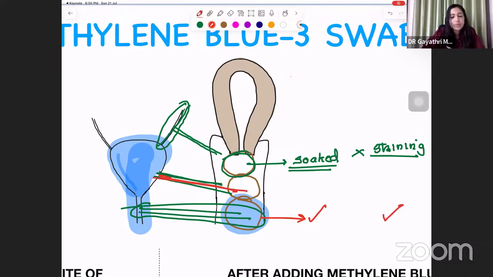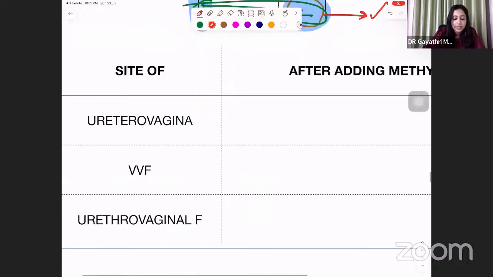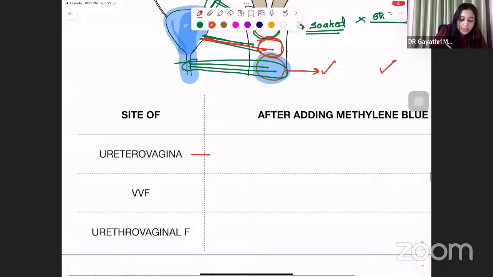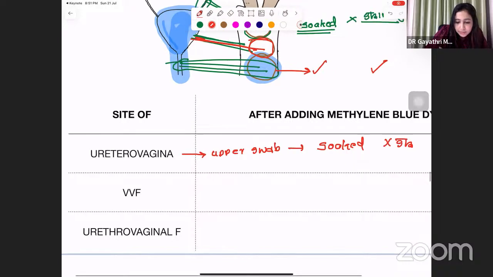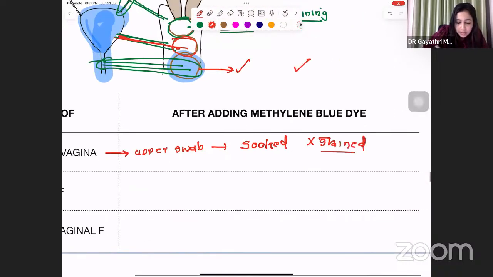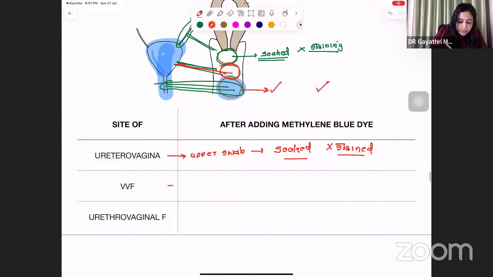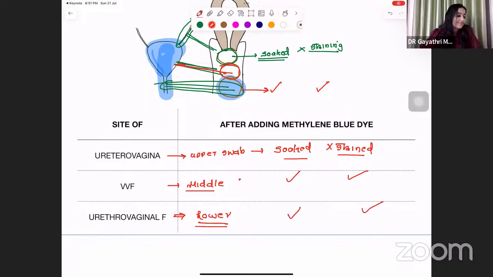In vesico-vaginal fistula, it's usually the middle swab which is soaked and stained. So let's quickly write that. Ureterovaginal, you will see that the upper swab is soaked but not stained. Not stained. In case of your vesico-vaginal fistula, it is the middle swab which is soaked and stained, and in urethrovaginal, it is basically the lower swab which is soaked and stained.